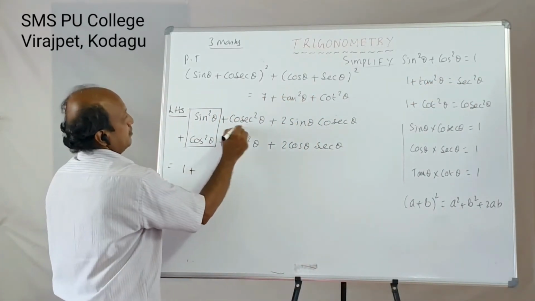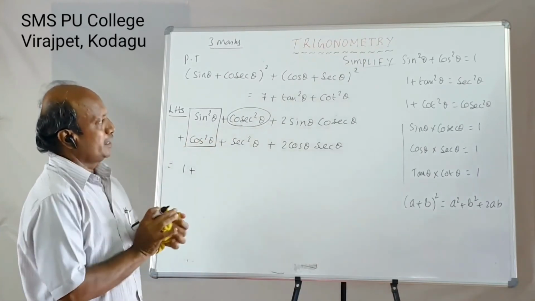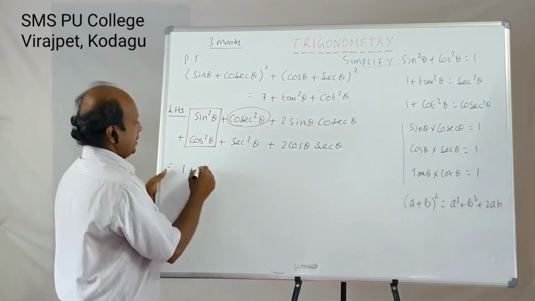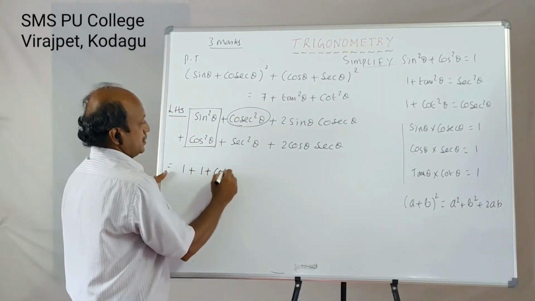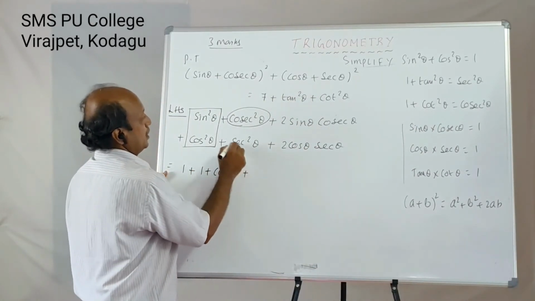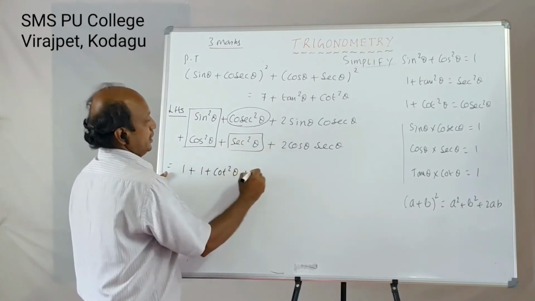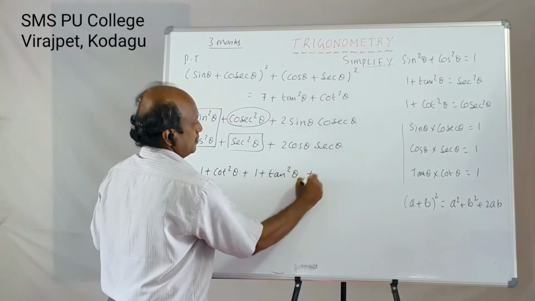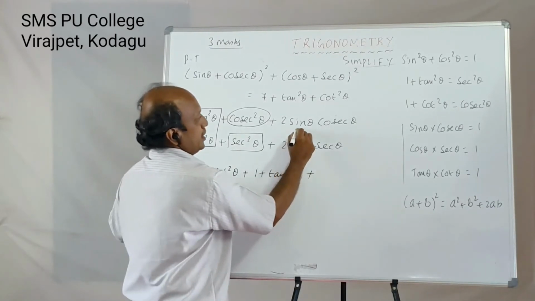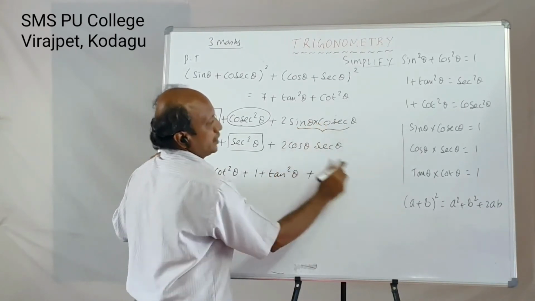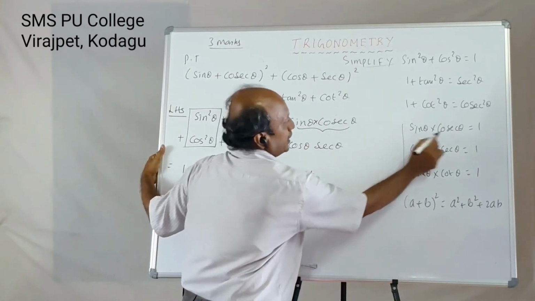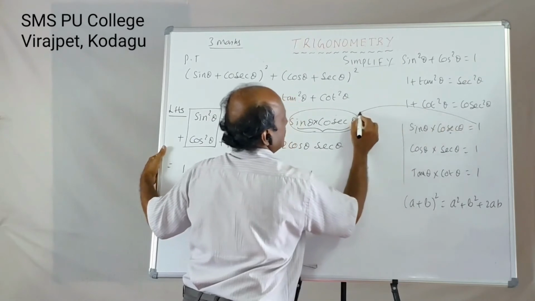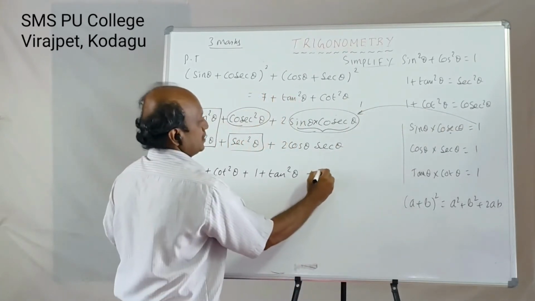Next, how will you write cosecant square theta? Cosecant square theta is nothing but 1 plus cot square theta. How will you write secant square theta? 1 plus tan square theta. What about sine theta into cosecant theta? Sine theta into cosecant theta is nothing but 1. So 2 into 1 is 2.